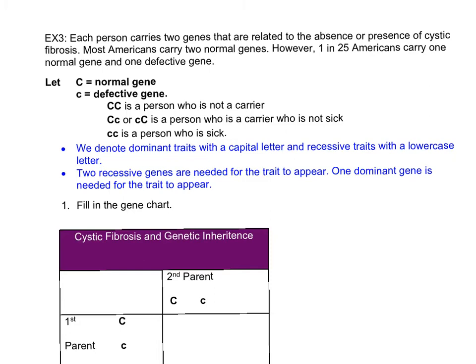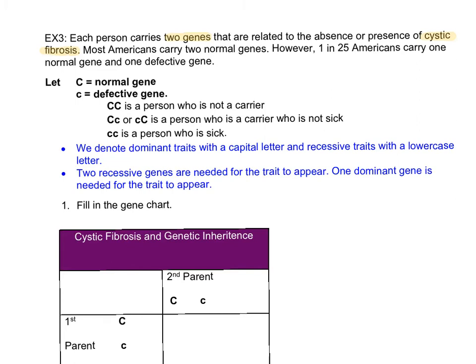So typically when we're doing genetics, we use letters to stand for different genes. A big letter or uppercase letter means dominant, lowercase or small letter means recessive. In example 3, each person is going to carry 2 genes that are related to the absence or the presence of cystic fibrosis. So this is where genetics is really important. It's in looking at diseases or genetic defects that could happen when we pair 2 people together.